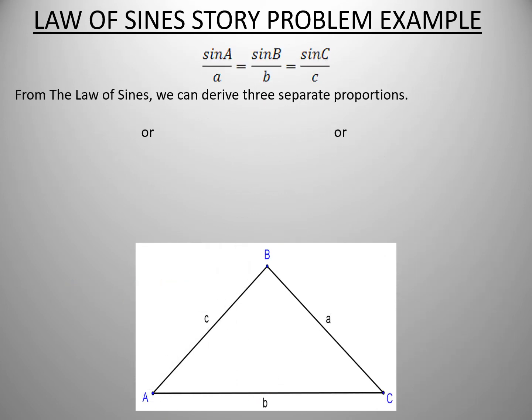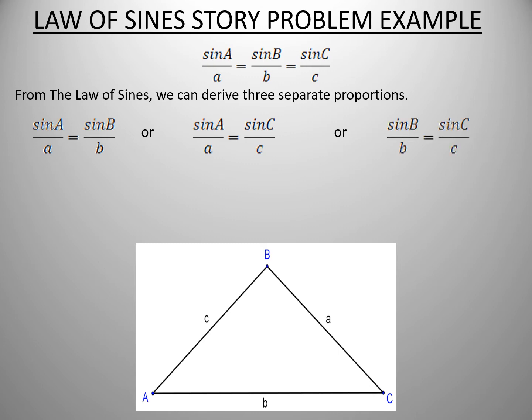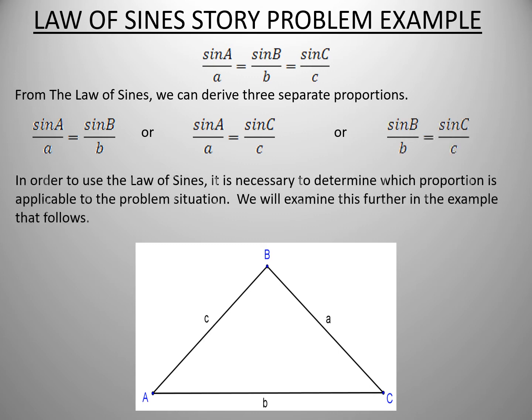From the law of sines, we can take our three-part equation and derive three separate proportions. So sine of A over A equals sine of B over B, or sine of A over A equals sine of C over C, or sine of B over B equals sine of C over C. In order to use the law of sines, it is necessary to determine which proportion is applicable to the problem situation. We will examine this further in the example that follows.